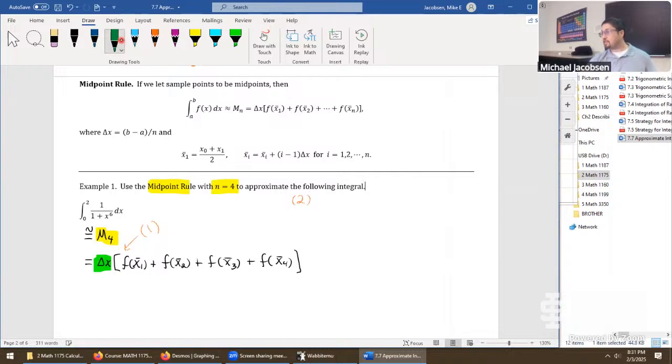Step 2, we need our value for delta x because it goes there. It also tells us what x bar 1 and so on ought to be as well. We just go up here, do b minus a, divide by n, evaluate it at 2 minus 0, divide by 4, and either the fraction is fine or the decimal is fine. I'd say just go for whichever looks like it's going to be easiest.